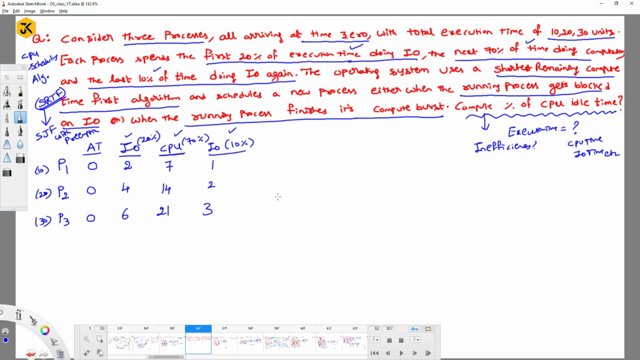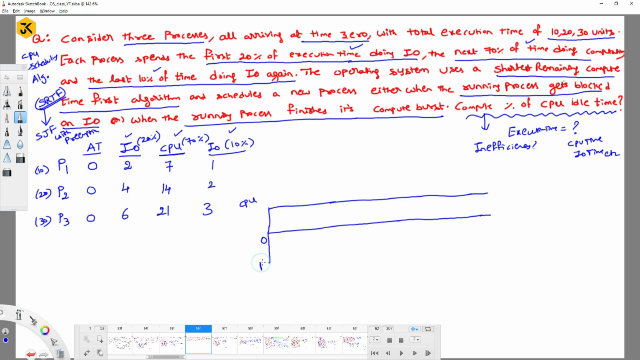Okay, in order to simplify this, let me go with the Gantt chart. You can get a clear idea. Guys, to make it more clear, go through the earlier video on SRTF and come back here so that you can get a clear idea, right? So this is the Gantt chart as the CPU starts at 0 units. Initially, all have arrived at 0 units of time, which means all are available.